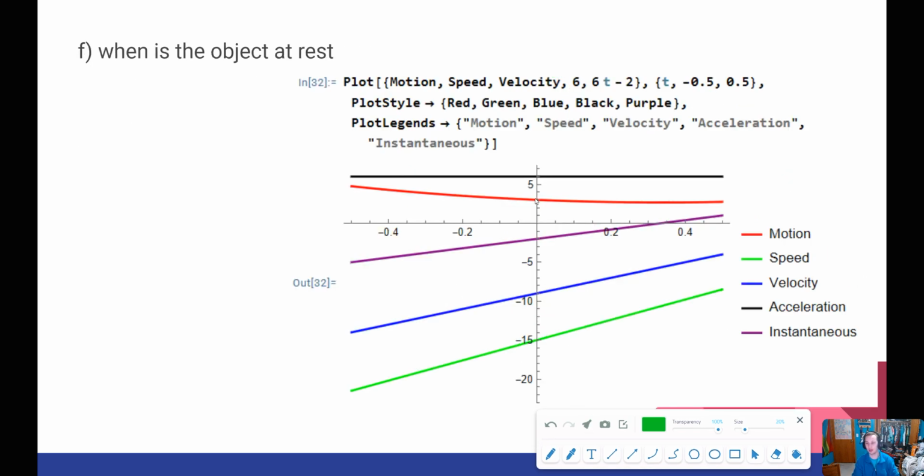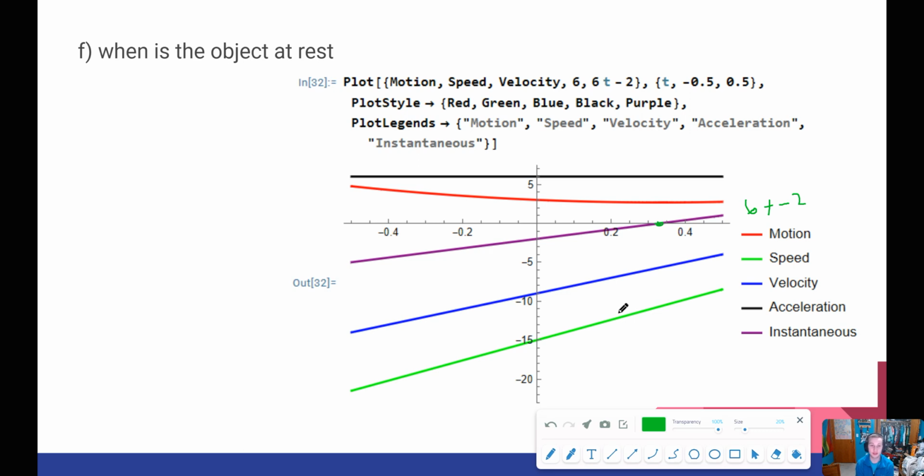So part F. When is the object at rest? What it means for an object to be at rest is that its velocity is 0. If you look at our instantaneous velocity graph, which is the purple line, that is the 16 minus 2, you can see that it is 0 approximately right here.